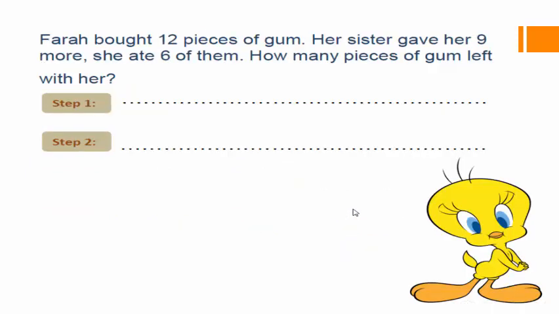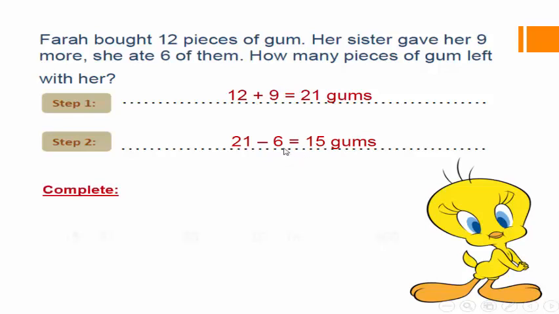Farah bought 12 pieces of gum. Her sister gave her 9 more. She ate 6 of them. How many pieces of gum are left with her? To know how many pieces of gum are left with Farah, first we want to know the total number. She has 12 and her sister gave her 9, so the total number of gum is 12 plus 9 equals 21 gums. Step number 2, she ate 6. So 21 minus 6 equals 15 gums.